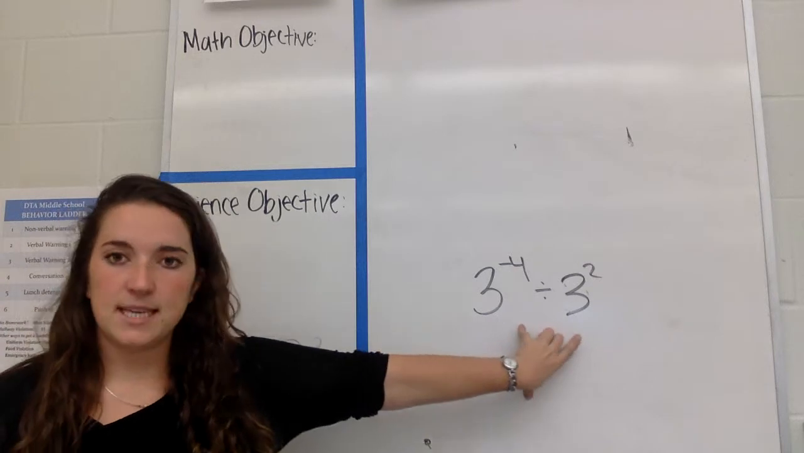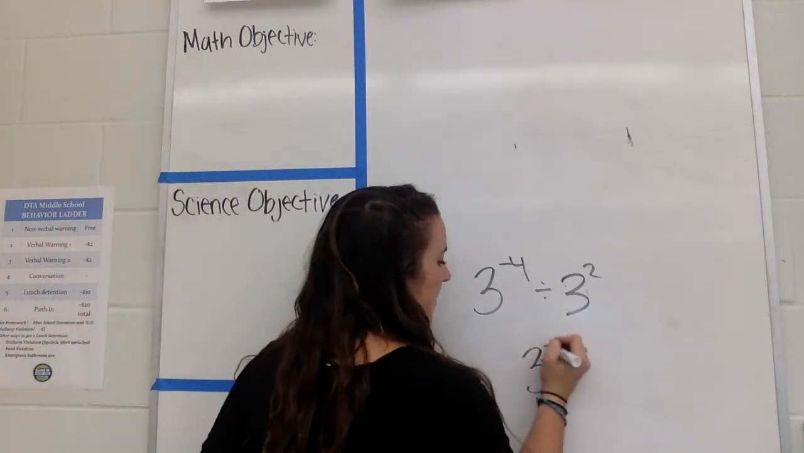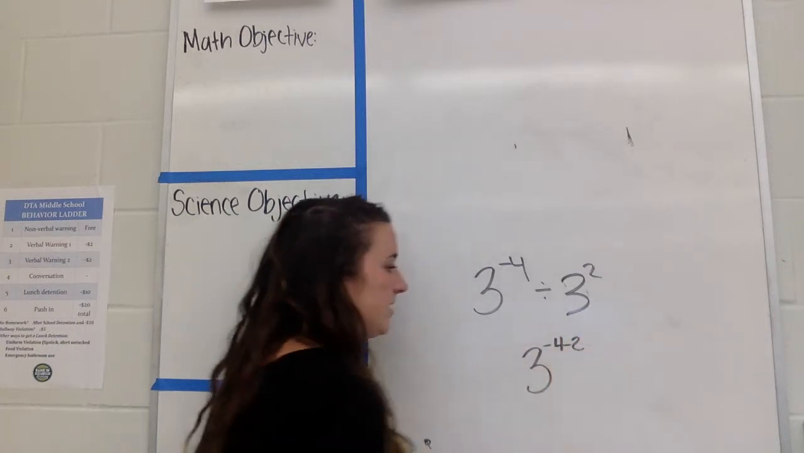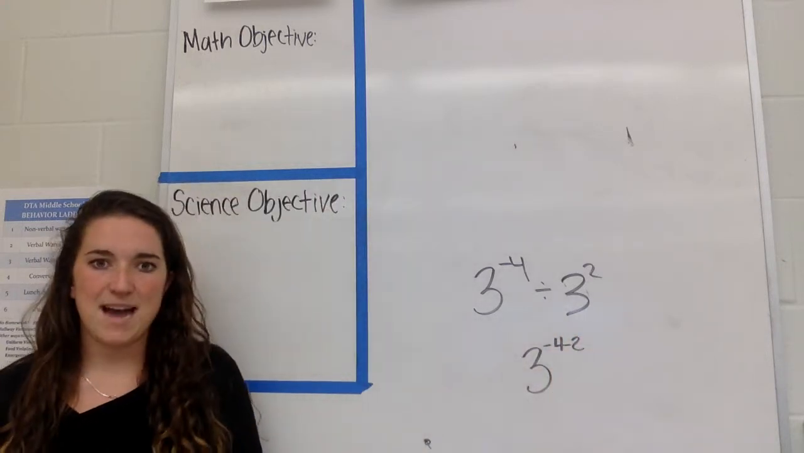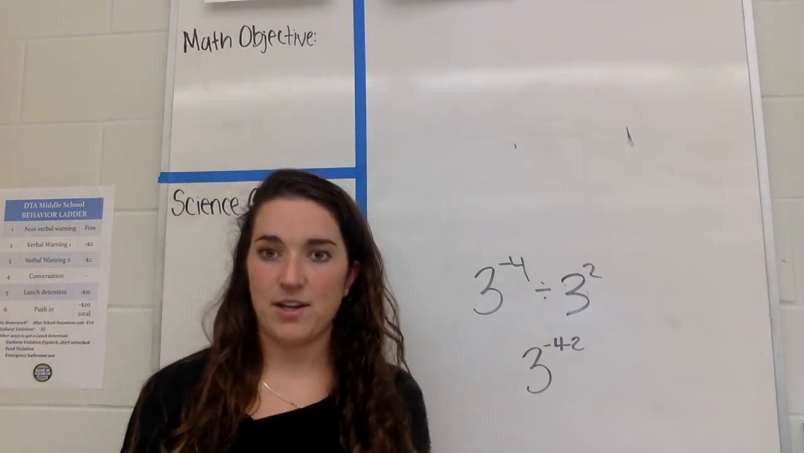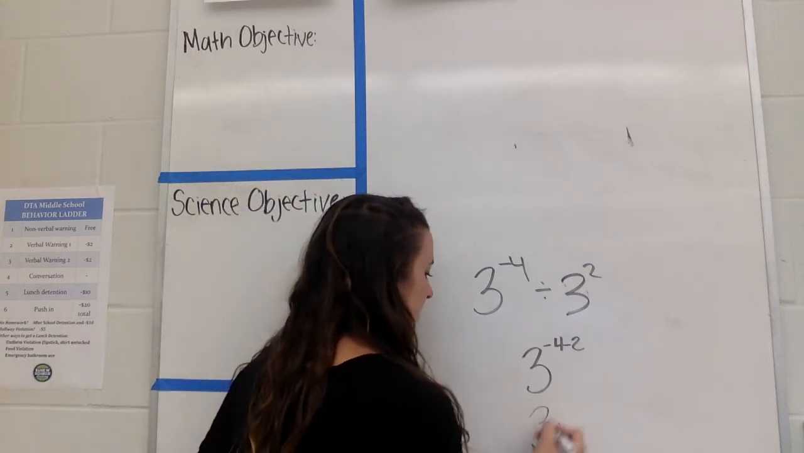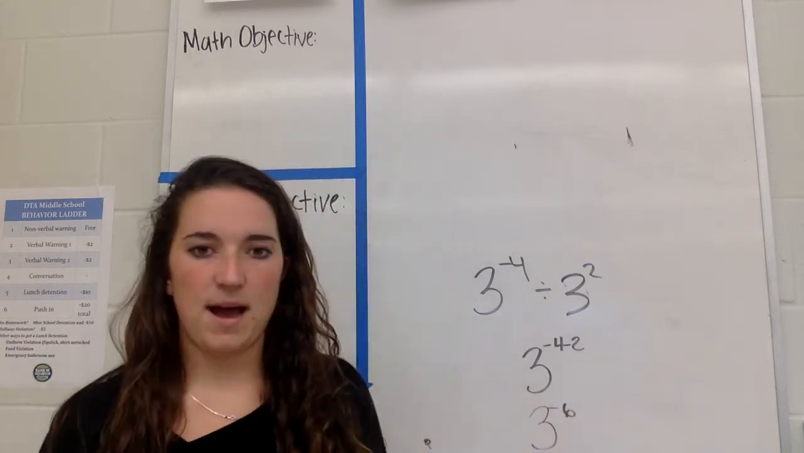What is my base here? 3, so I'll keep my 3 and then subtract my exponents. What is negative 4 minus 2? Use a calculator if you have one, or go grab one. I'll end up with 3 to the negative 6th power.